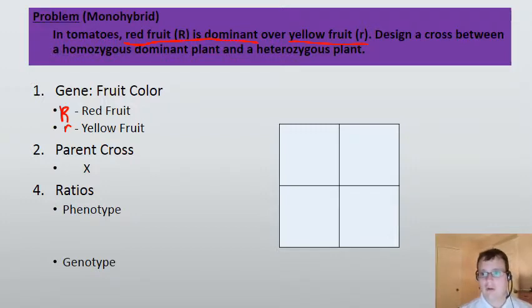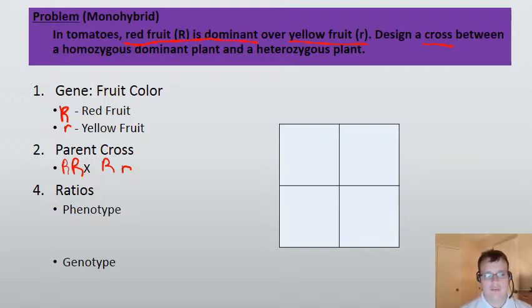So design a cross, okay? Design a cross between a homozygous dominant. So it says homozygous dominant. So because it says homozygous dominant, I'm going to do 2 capital R's. And then with a heterozygous plant, all right? So that's going to be a capital R with a lowercase r, okay? And then I just put in the corresponding information.